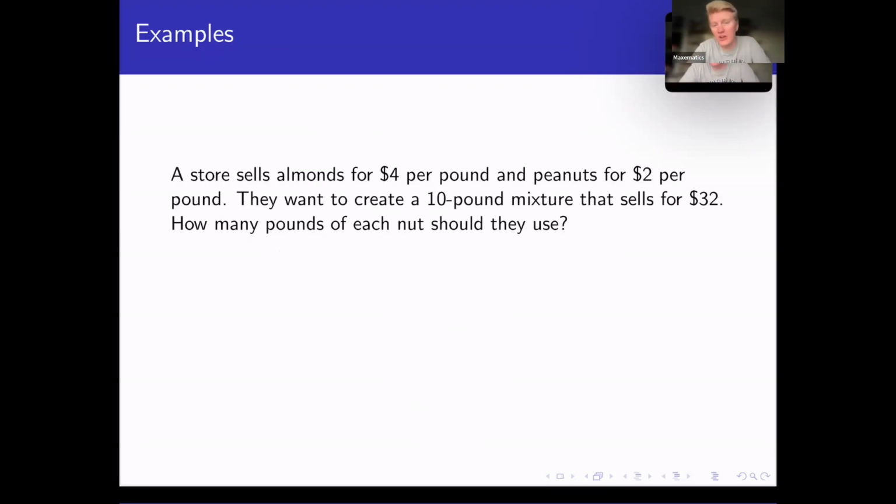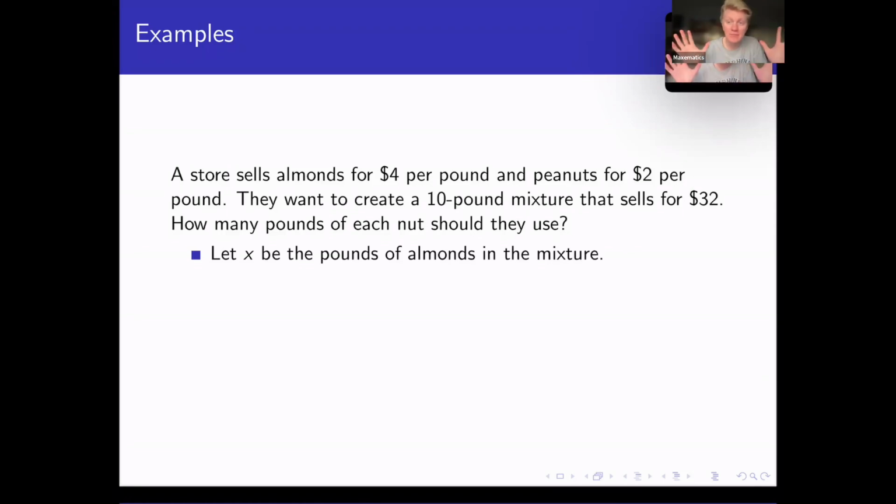A store sells almonds for $4 per pound and peanuts for $2 per pound, but they want to create a 10-pound mixture that sells for $32. So how many pounds of each nut should they use? Okay, well, let's say that x is the pounds of almonds in the mixture. We have almonds, we have peanuts. You could also let x be the amount of nuts, but it's going to end up being the same thing.